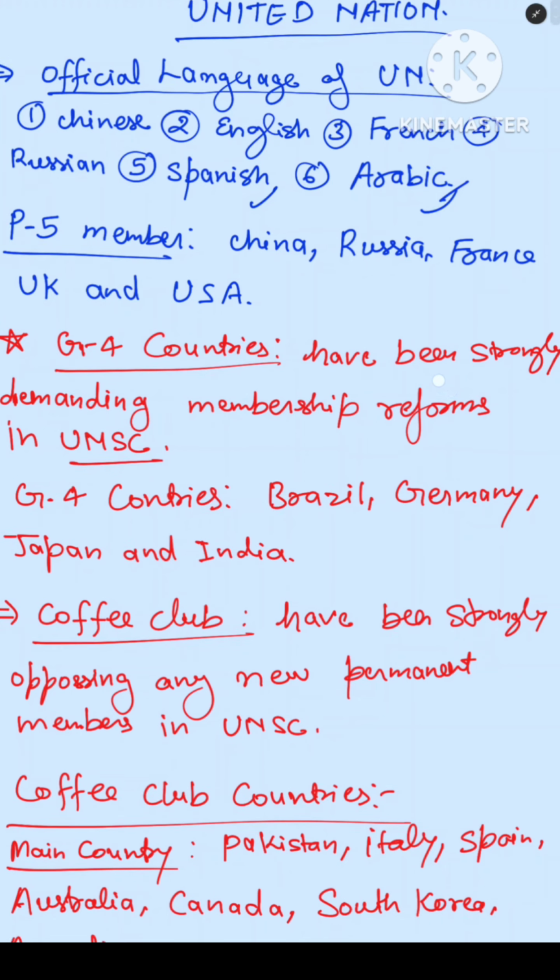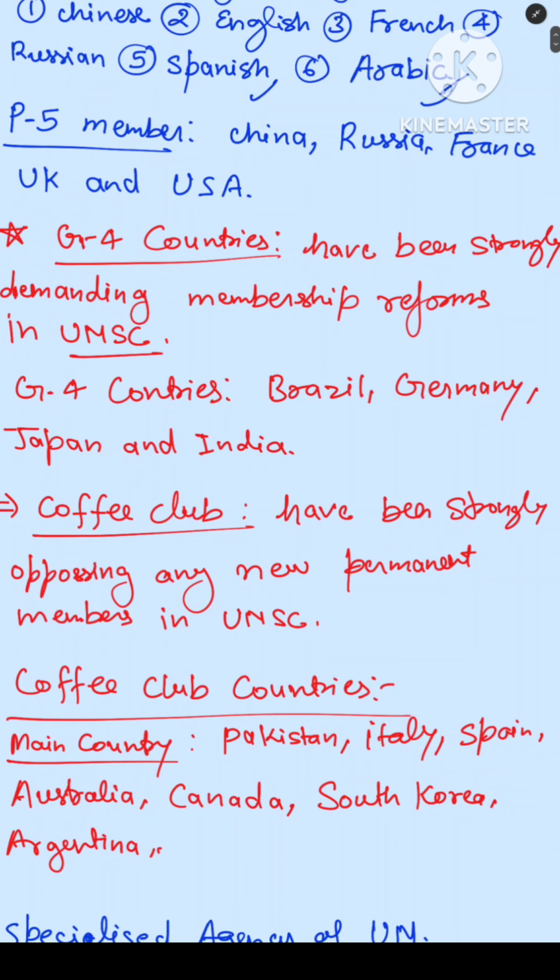Okay, so as I already told you, which are the P5 members? First is China, Russia, France, UK and USA. These P5 members are the permanent members of the Security Council of the United Nations. Then the G4 countries.